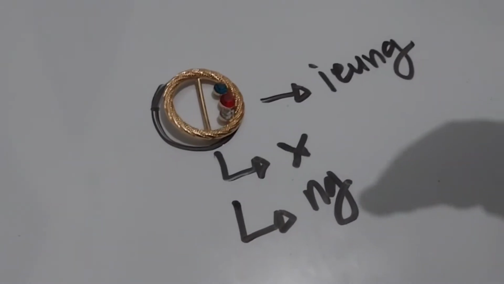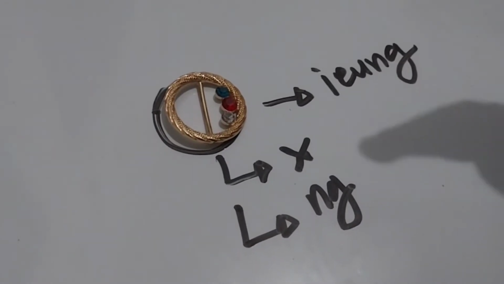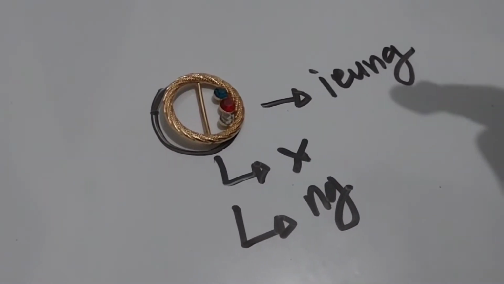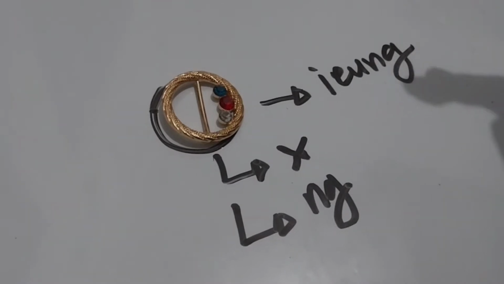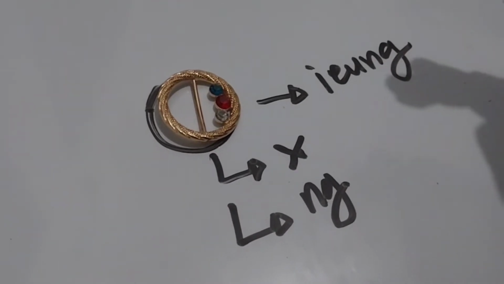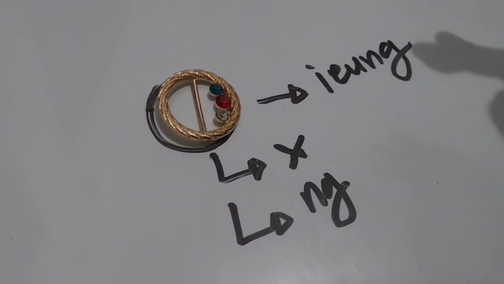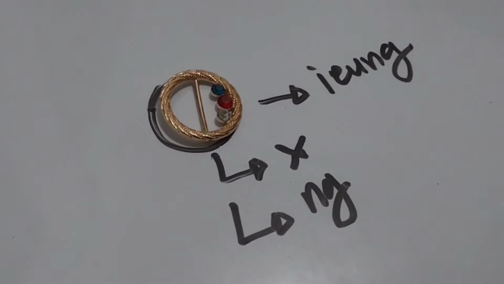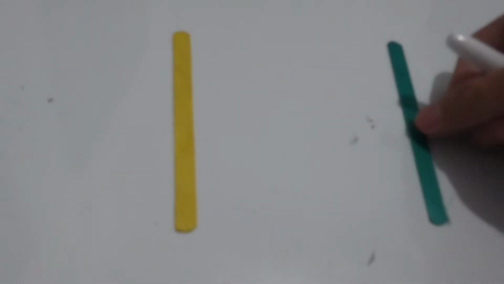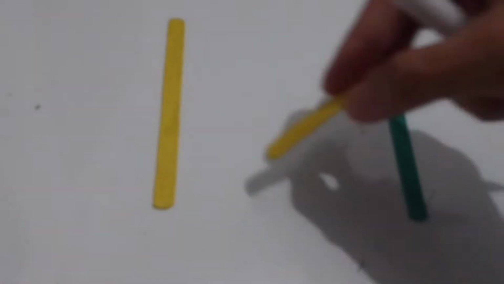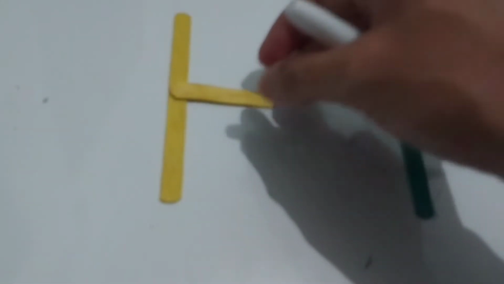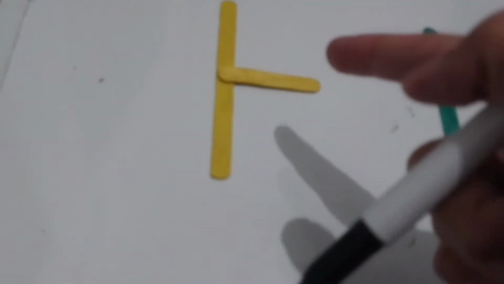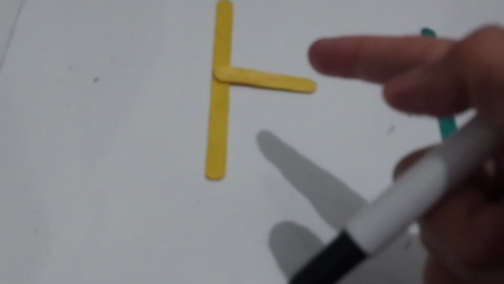Iung is very important, especially when there is a vowel, because you need to know that in Korean, vowel letters cannot stand by themselves. They need iung to form a word or a syllable. I have 2 ice cream sticks here, and I'm going to use the shorter one pointing to the right. You know that in Korean this is a letter A.